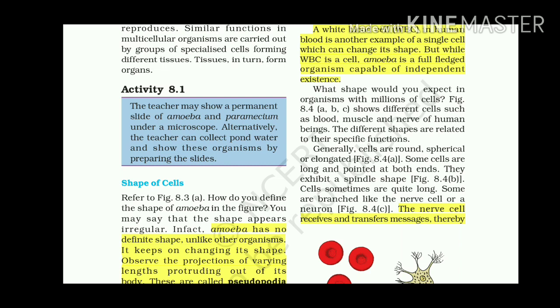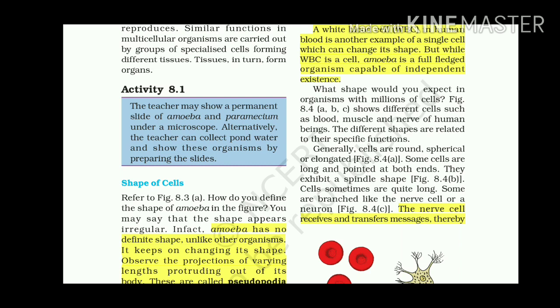Figure 8.4 A, B, C shows different cells such as blood, muscle and nerve of human beings. Different shapes are related to their specific functions. Generally, cells are round, spherical and elongated. Some cells are long and pointed at both ends. They exhibit a spindle shape. Cells sometimes are quite long. Some are branched, like the nerve cell or neuron.